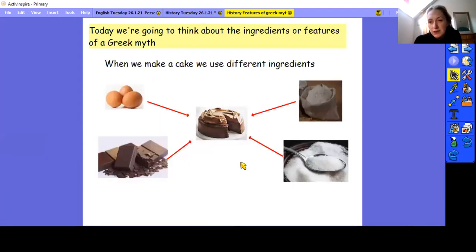Today we're going to think about some of the things that are in common, or the kind of ingredients or features of Greek myths. So I've just got a picture of a cake here, because sometimes when we make a cake we think about the different ingredients we put in to make a cake. So if we were making a cake, we might use eggs, we would probably use some flour, probably use some sugar, and if we're making a chocolate cake, use chocolate. So those are the ingredients that go into making our cake.